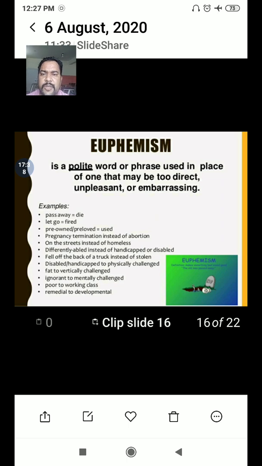Next poetic device is euphemism. Now what's euphemism? It's a polite word or phrase used in place of one that may be too direct, unpleasant or embarrassing. So instead of these direct, unpleasant or embarrassing words, some polite words or phrases are used. That is euphemism. Example, pass away. For example, he passed away. So instead of saying that he died, we say he passed away.